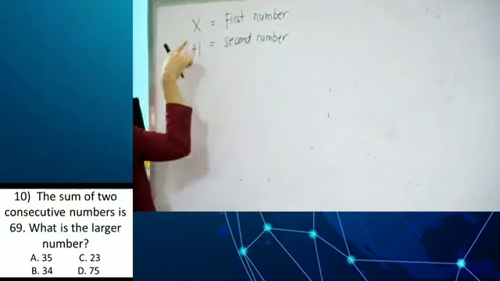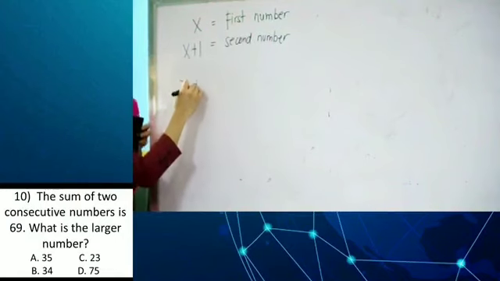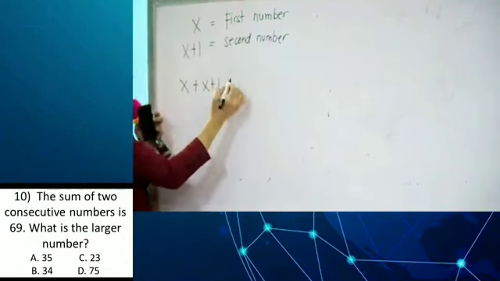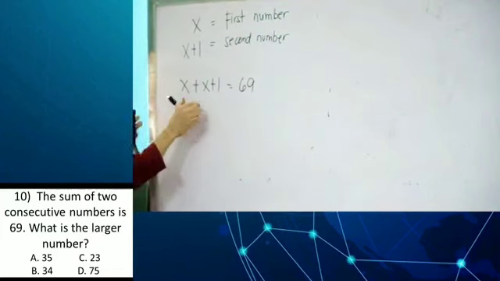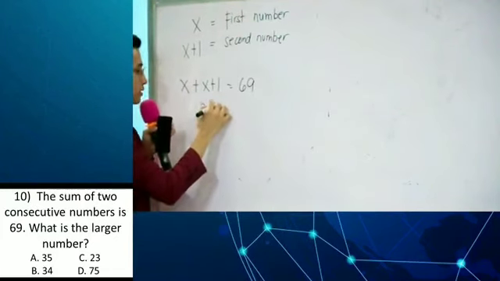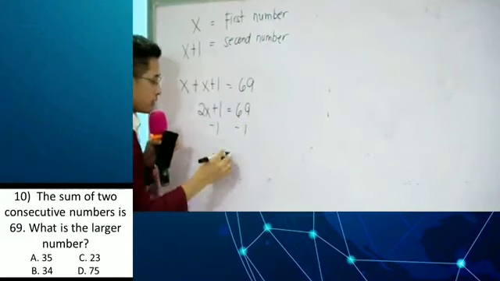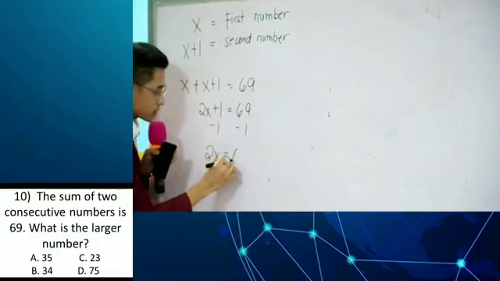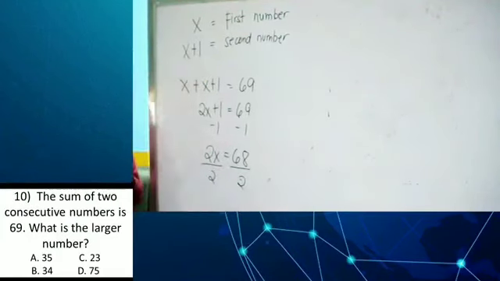So, the sum of these two numbers is equal to 69. Therefore, you can add this. So, x plus x plus 1 is equal to 69. Okay? So, add this. So, 2x plus 1 is equal to 69. So, subtract both sides by 1. So, 2x is equal to 68. So, divide both sides by 2.